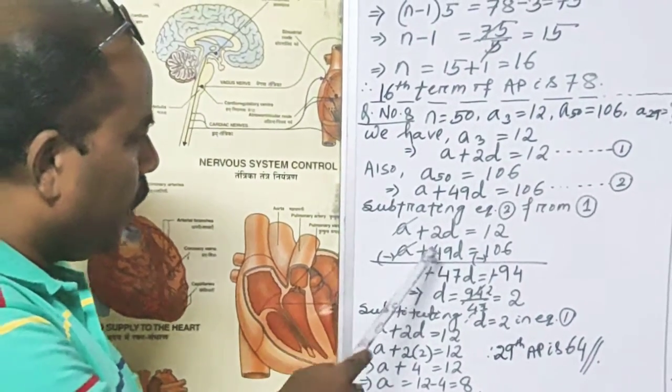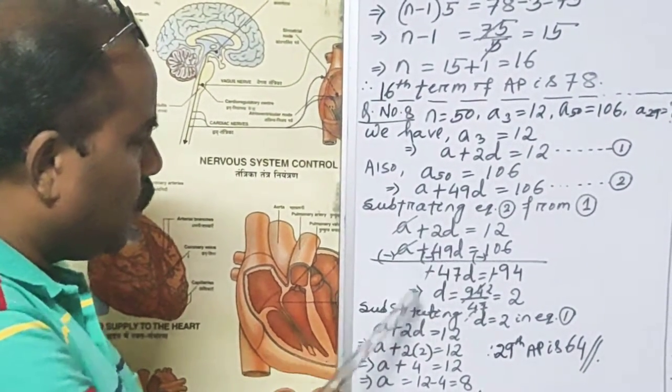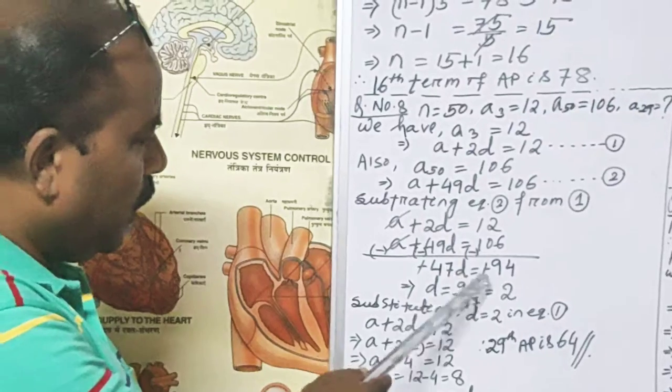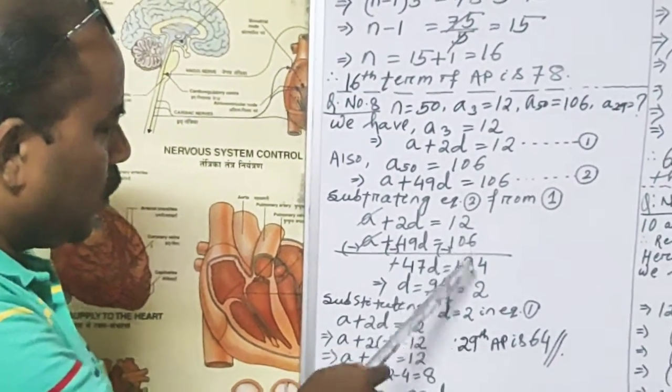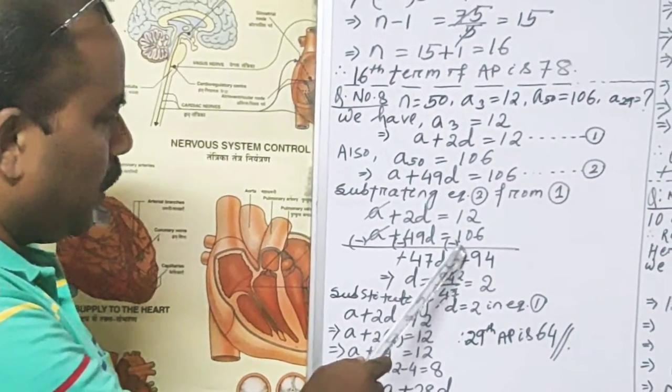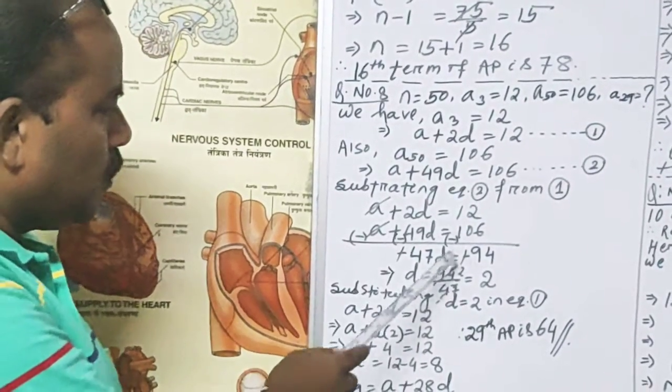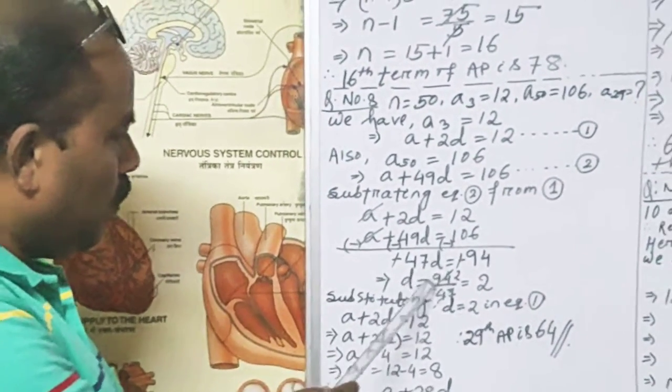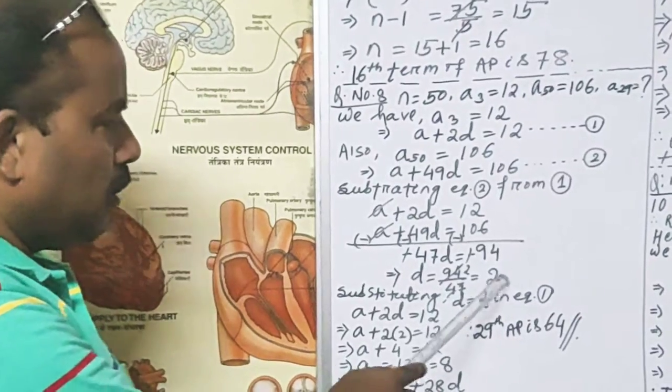A is cancelled, then 2D minus 49D is minus 47D, equal to 12 minus 106, which is minus 94, because the minus number is greater. Then minus minus will be cancelled. D is equal to 94 divided by 47, which is equal to 2.